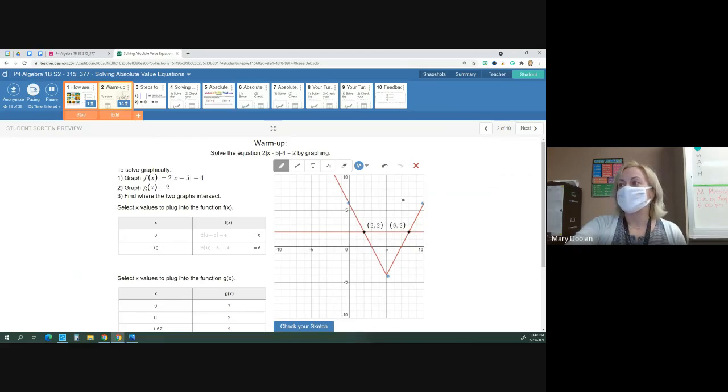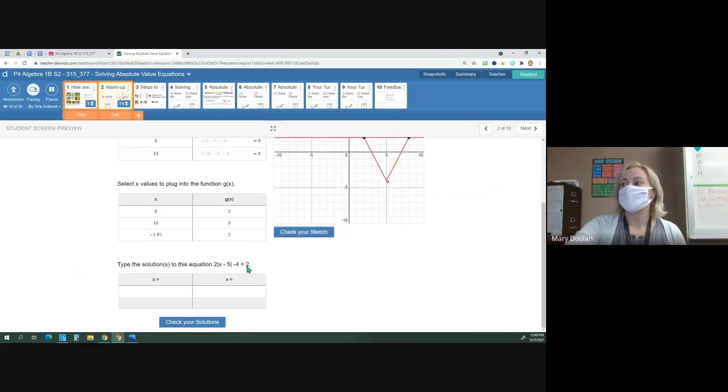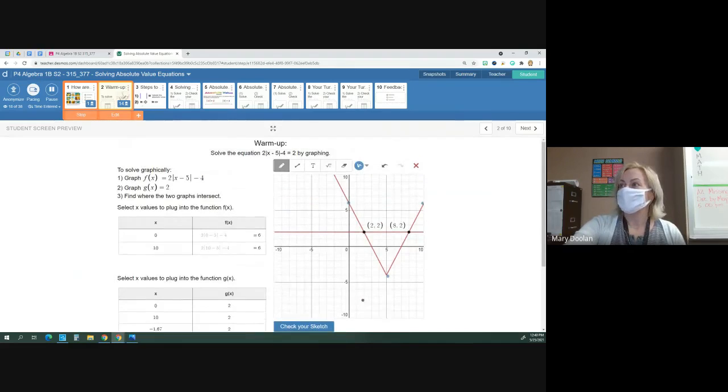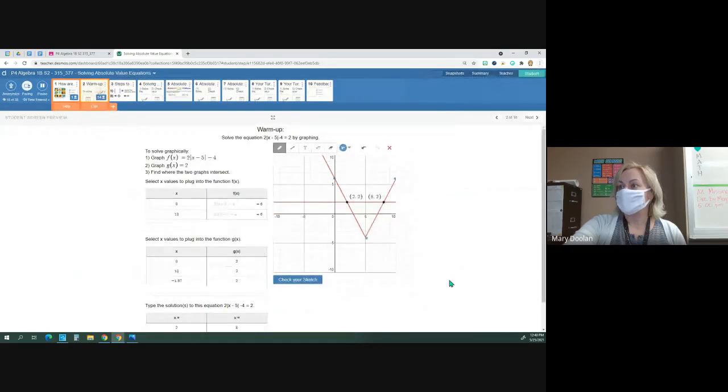The reason these are both graphed here is to see where the solutions are, and it's where they intersect. The x values of where they intersect is 2 and 8. So down here, if you type in 2 and 8 and check it, you would get the correct solution. We didn't do exactly this yesterday, but we did do similar stuff to at least this first part, where we're graphing absolute value functions. So that's the review part.